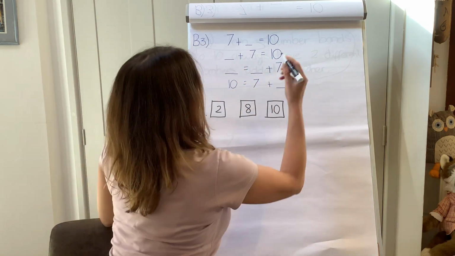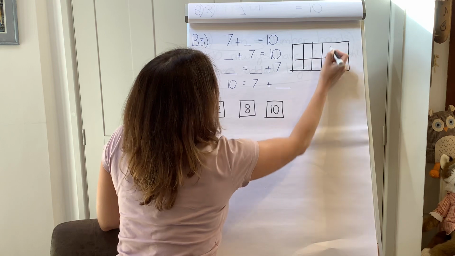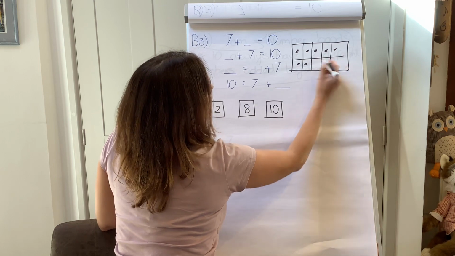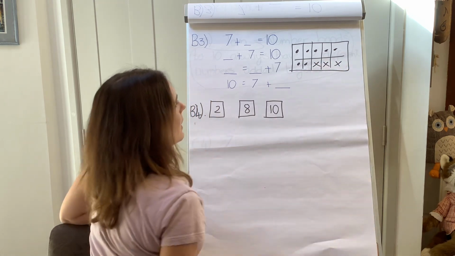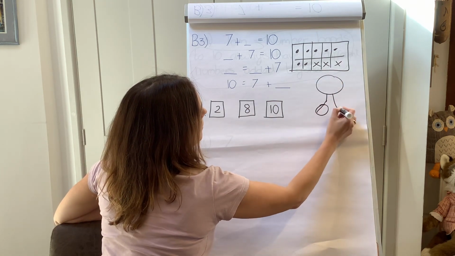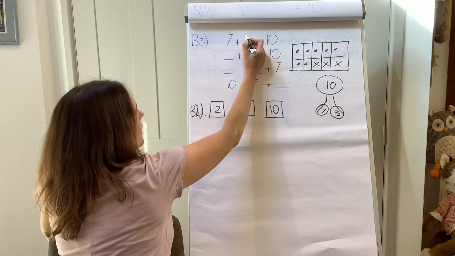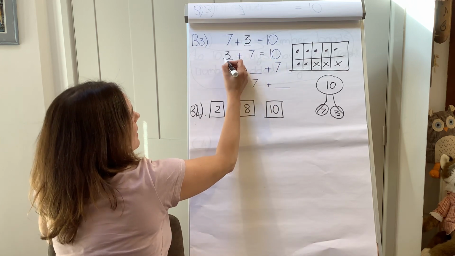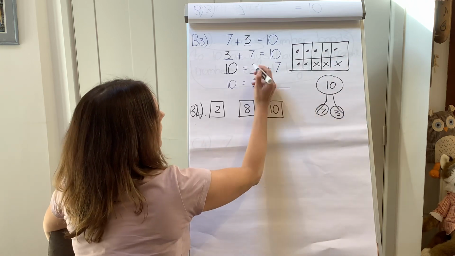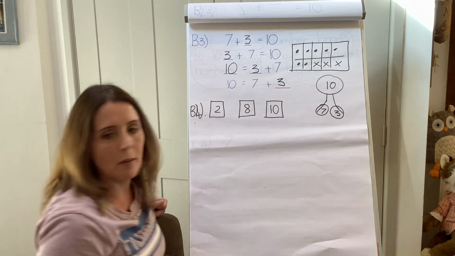7 and what makes 10. So if I quickly draw a tens frame, and you've got 7. So what goes with 7 to make 10? It is 3. Or you could have used the part whole model. So 10, 7 and 3. So 7 add 3 is 10. 3 add 7 is 10. 10 is equal to the parts 3 and 7. And 10 is equal to the parts 7 and 3.